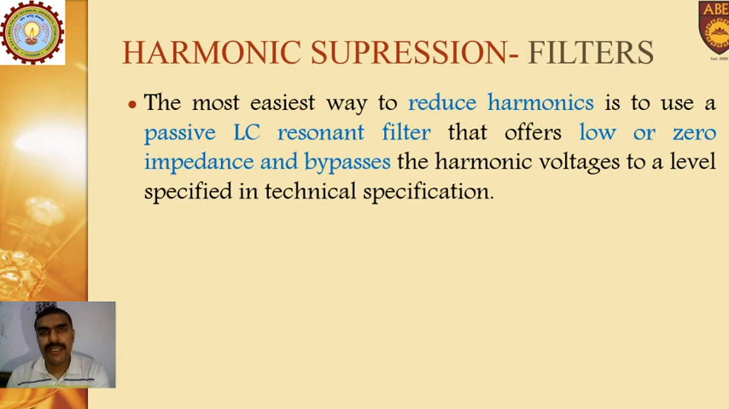As I have mentioned in the previous video, there are different sources of harmonics which are introduced in any HVDC system. So the easiest way to remove or reduce those harmonics is that a filter can be included in the HVDC system, and for the filtering purpose, a passive LC resonant circuit can be used. This circuit offers a low impedance or a zero impedance, so that it will bypass the harmonic voltage. This is the basic principle of any filter.